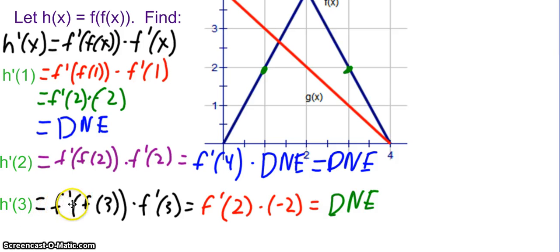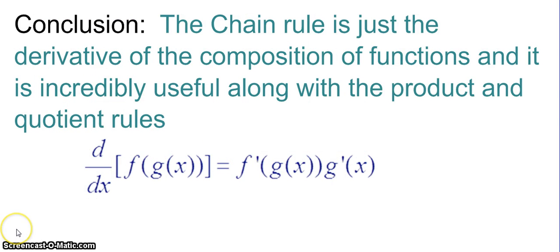H prime of 3, f prime of f of 3 times f prime of 3. F of 3 is also 2, so can't do it. Does not exist. Alright, good work with the chain rule.